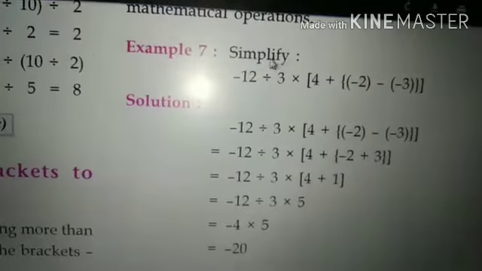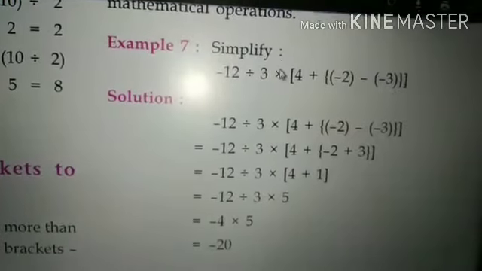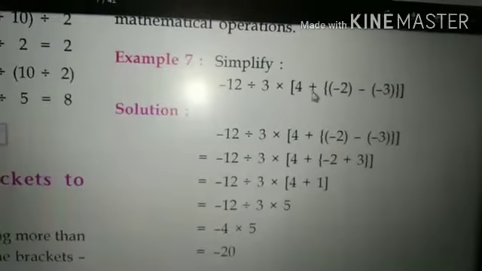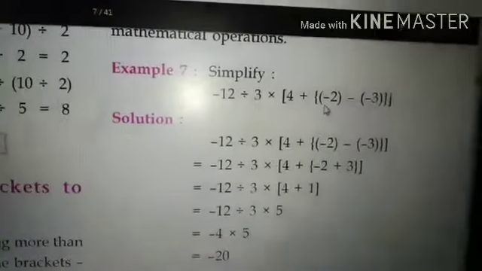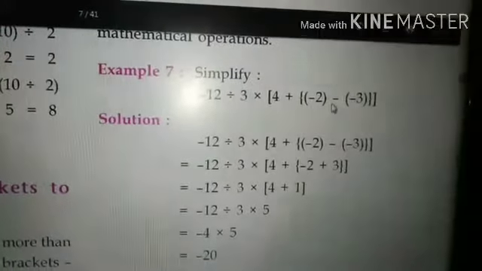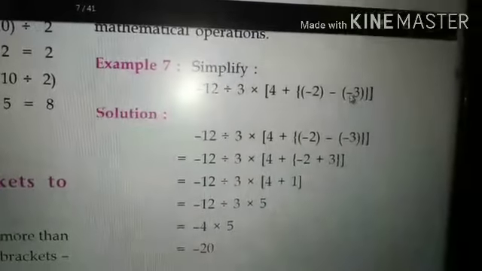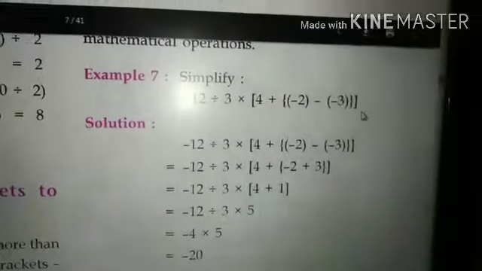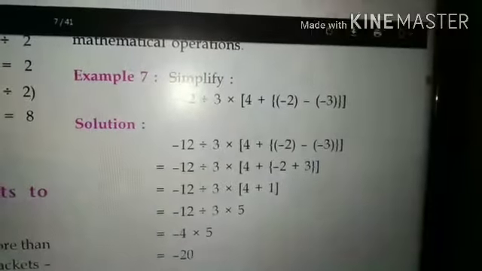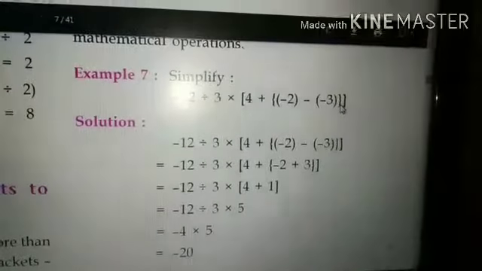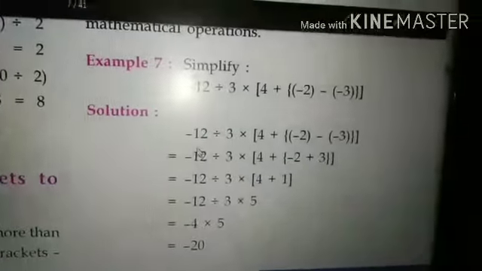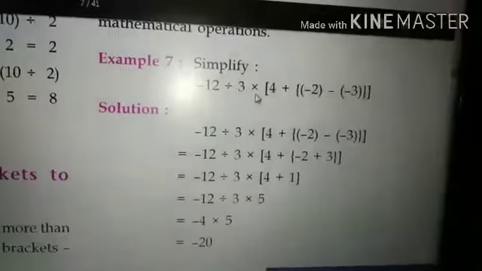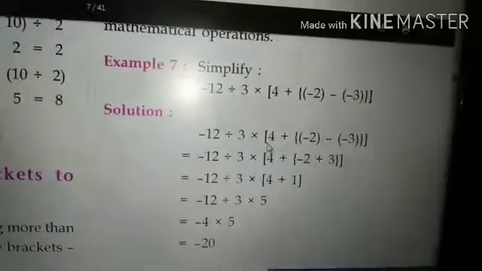Example number 7: simplify minus 12 divided by 3 multiply by, in square bracket, 4 plus, in curly bracket, within small bracket minus 2, minus, within small bracket minus 3, small bracket close, curly bracket close, then square bracket close. When you open the bracket, you should close the brackets. Okay students, solution. First of all, we will copy the expression which is given in the problem; note it only in front of solution.